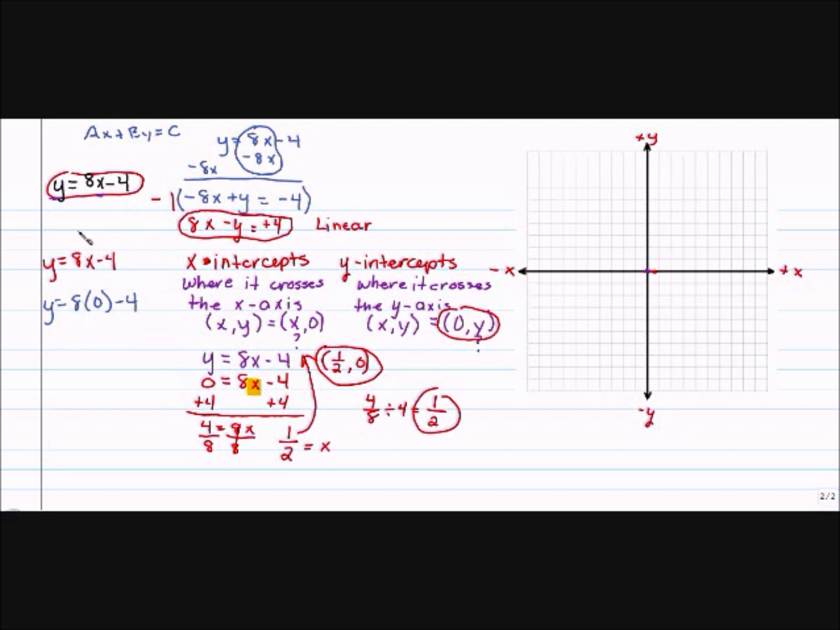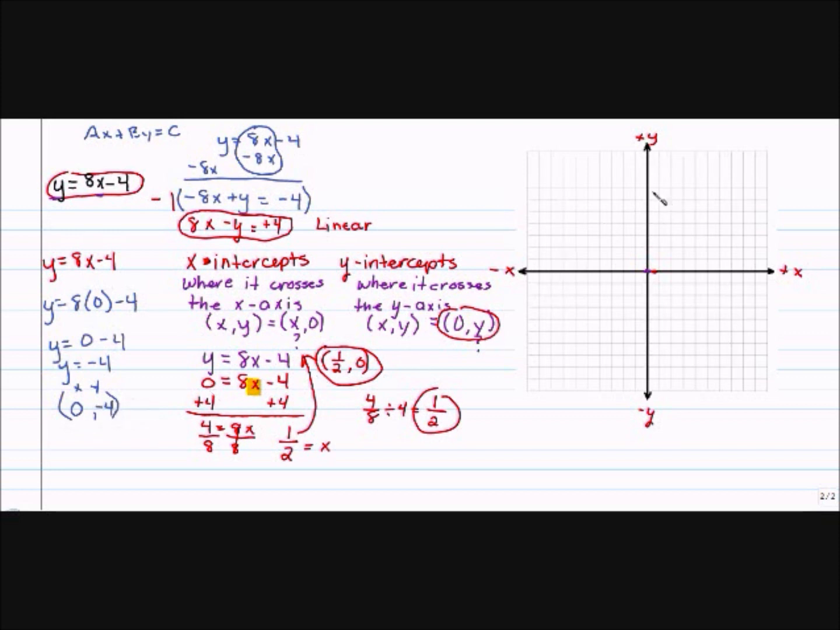Y-intercept form means it says y equals. Okay, so I'm going to solve. 8 times 0 is 0. Y equals 0 minus 4. And 0 minus 4 is negative 4. So what that tells me, that's my x, that's my y, is when x is 0, y is negative 4.